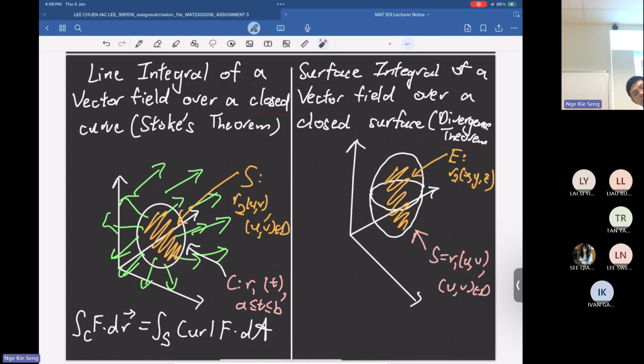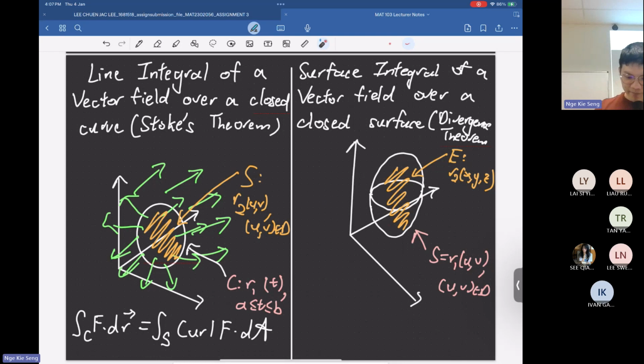Depending on the dimension, we call all these things manifolds. Line, curve, surface, solid, all of these are manifolds. Depending on how many dimensions it has, you need to use the same number of variables as the number of dimensions. A line is one dimensional, so you use one variable. A surface is two dimensional, you need two variables. A solid is three dimensional, you need three variables.